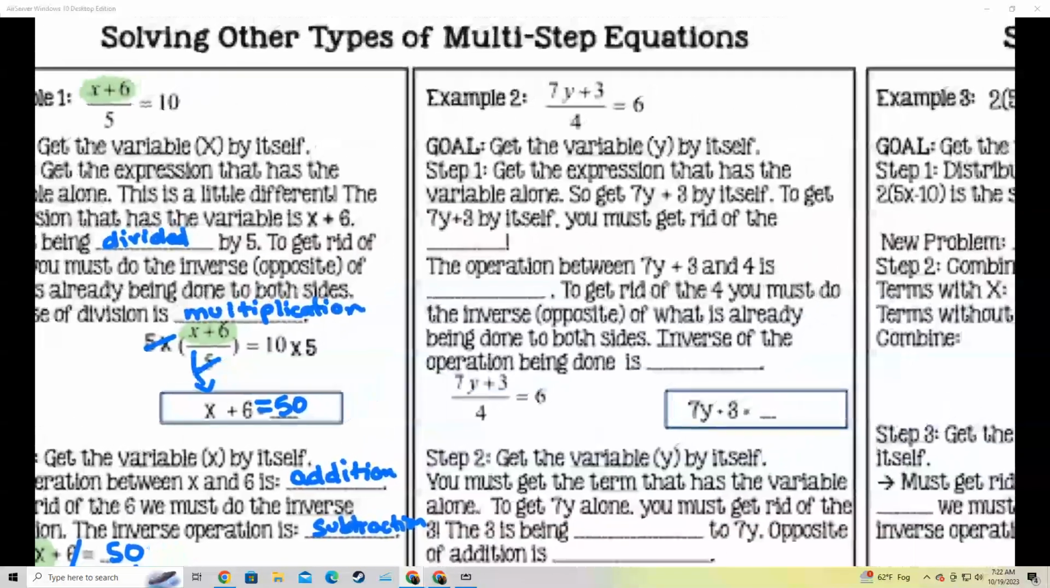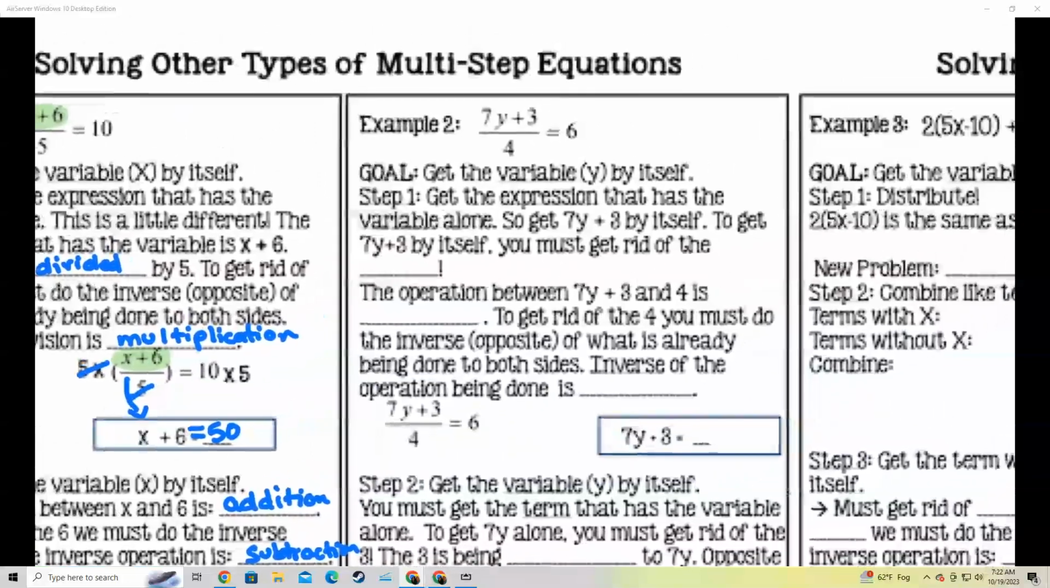Let's go to example number 2. I got (7y plus 3) over 4 is equal to 6. Same kind of setup. My ultimate goal is to get y by itself. Step 1 is to get the expression that has the variable alone. So this time, I'm trying to get the 7y plus 3 by itself because they're all in the numerator, okay?